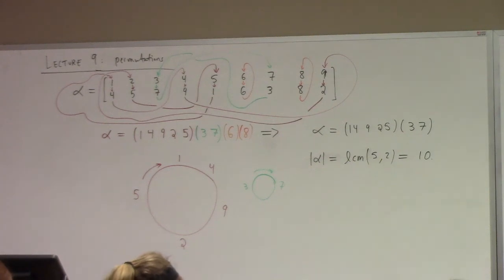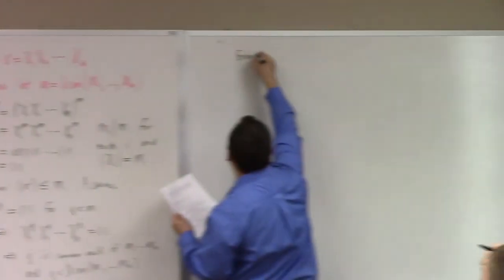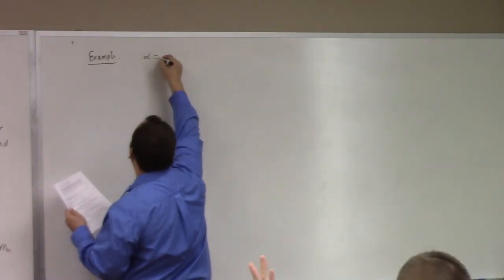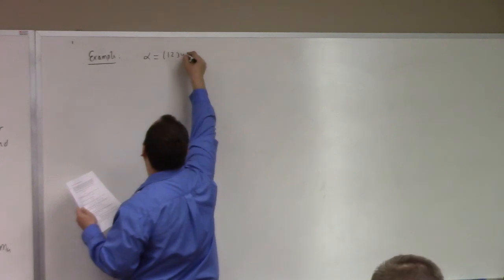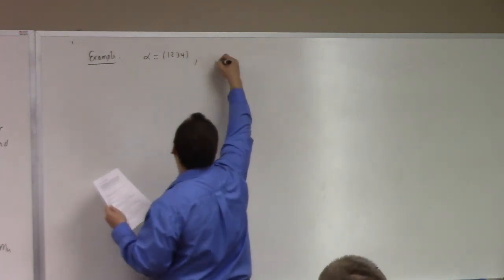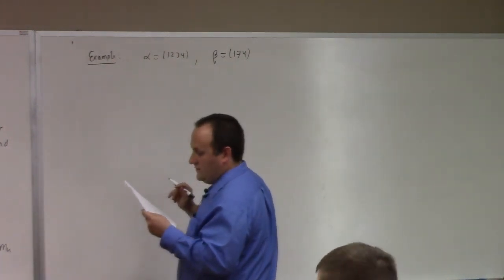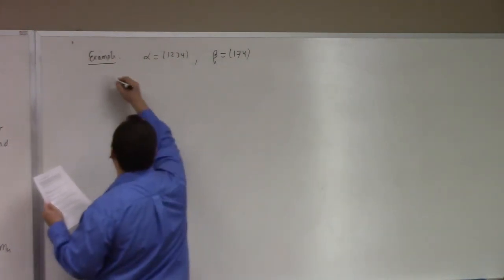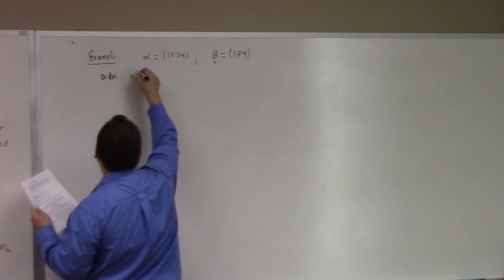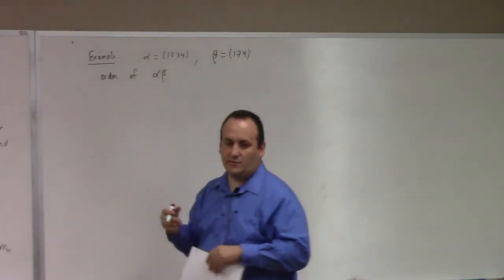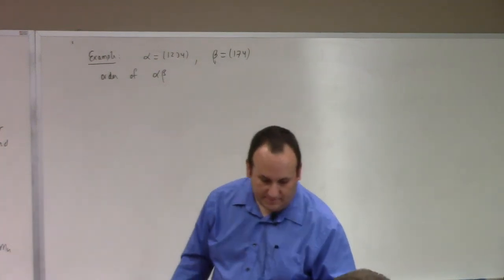I have a calculation example to finish for today. Suppose you have alpha equal to (1 2 3 4), and you have beta equal to (1 7 4). And you want to calculate what's the order, among other things, of alpha beta. I'm just going to calculate the order for you guys and call it a day.